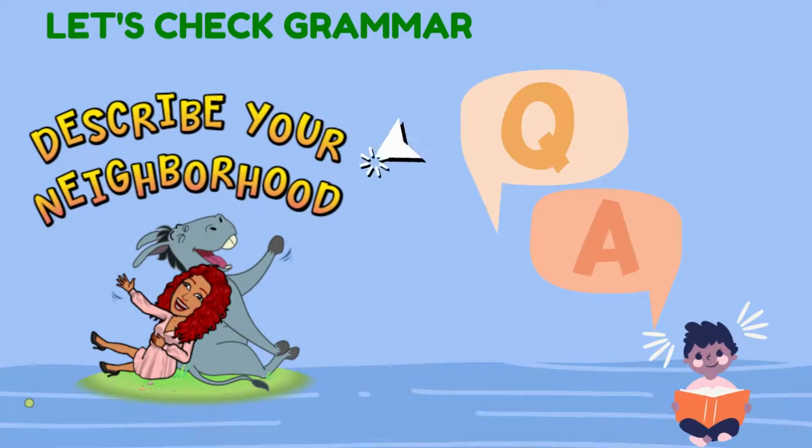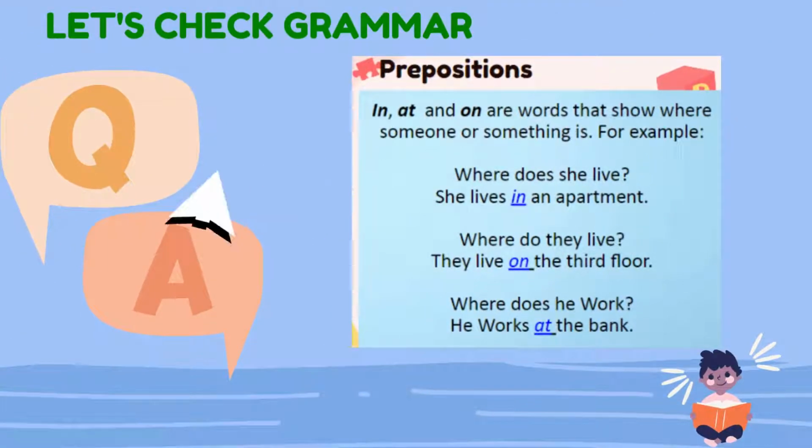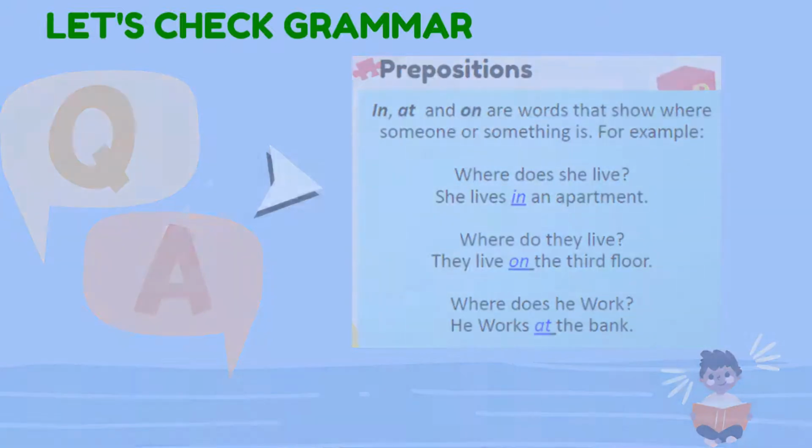In the exam, there are some questions to describe your neighborhood, and for that, we need you to use some prepositions. Prepositions are used to show where someone or something is. For example, where does she live? She lives in an apartment. Where do they live? They live on the third floor. Where does she work? She works at the bank.